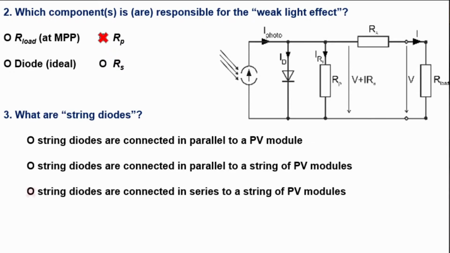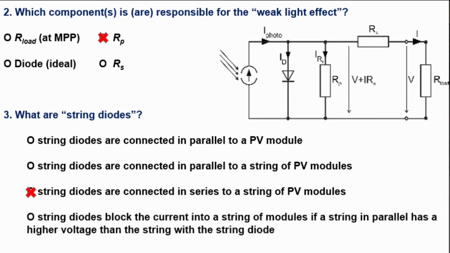Yes, that's correct. String diodes block the current into a string of modules if a string in parallel has a higher voltage than the string with the string diode. That's the idea; it's a kind of valve. If you want to avoid that the current is consumed inside the generator and not in the load, so you avoid that some current from one part of the generator is going to another part of the generator, you want that all generated current is passed to the load. So this is also correct.